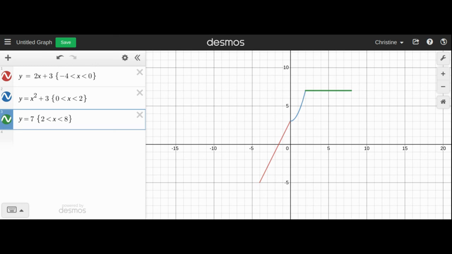So you can adjust my equations. You can try something on your own, but we're going to start working on creating our own piecewise functions.